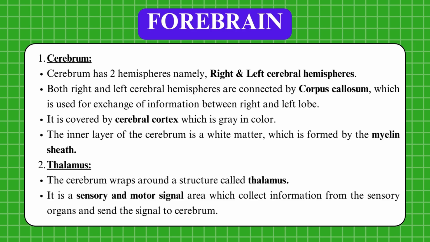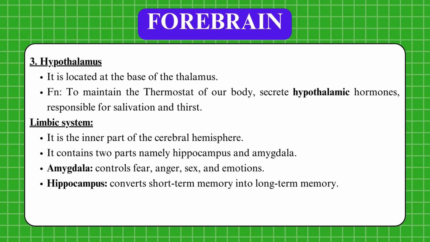It is covered by cerebral cortex, which is gray in color. The inner layer of the cerebrum is white matter, which is formed by the myelin sheath. Thalamus. The cerebrum wraps around a structure called thalamus. It is a sensory and motor signal area which collects information from the sensory organs and sends the signal to cerebrum. 3. Hypothalamus. It is located at the base of the thalamus.